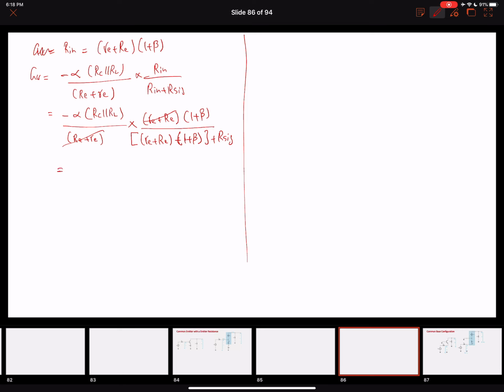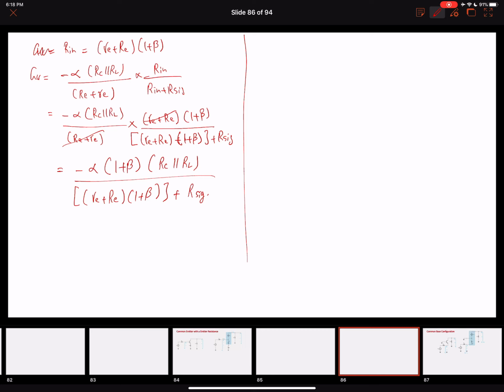What we are left with is minus alpha into 1 plus beta into RC in parallel with RL, divided by RE plus RE into 1 plus beta, plus R signal. Okay, so this is good. The only thing now that is left is, can we cross out the 1 plus beta from here? Probably there's no need to.